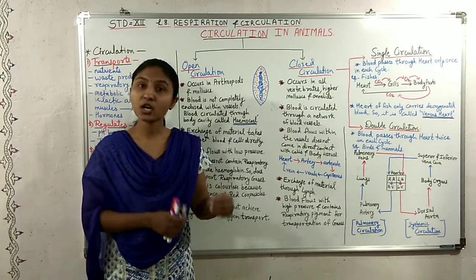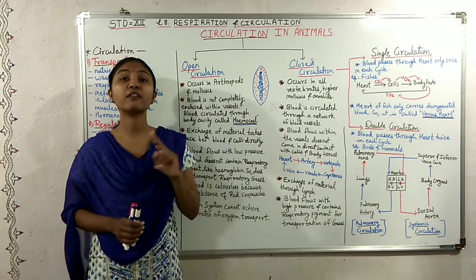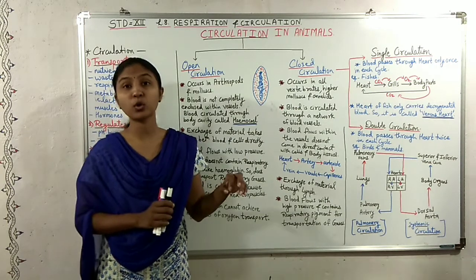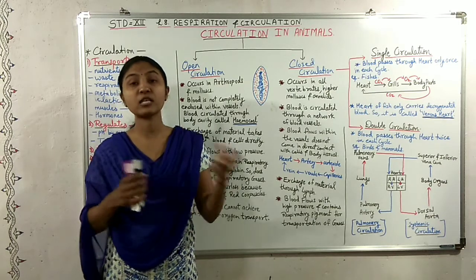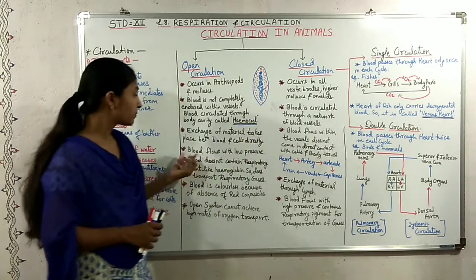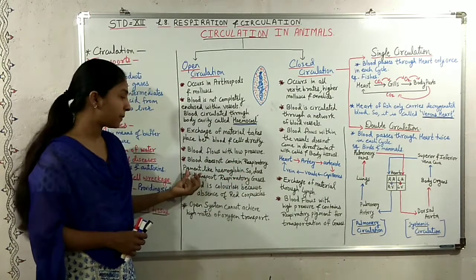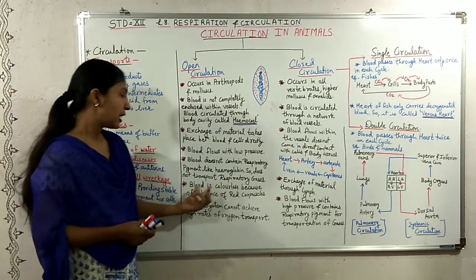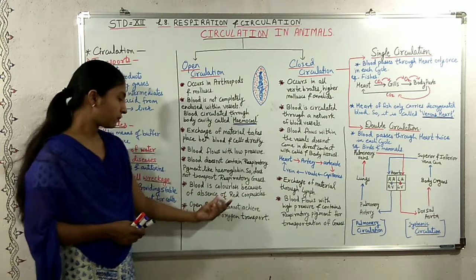And as it does not have respiratory pigment, it does not help to transport the respiratory gases, that is oxygen and carbon dioxide. For transport of these respiratory gases, there is a separate respiratory system in the body of the insect. So the blood of the insect does not contain respiratory pigment like hemoglobin, so it does not transport respiratory gases, and the blood is colorless because of absence of red corpuscles.